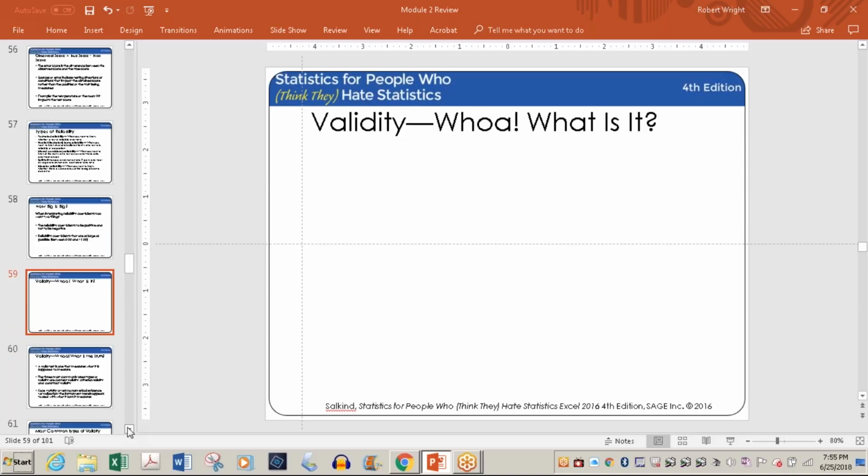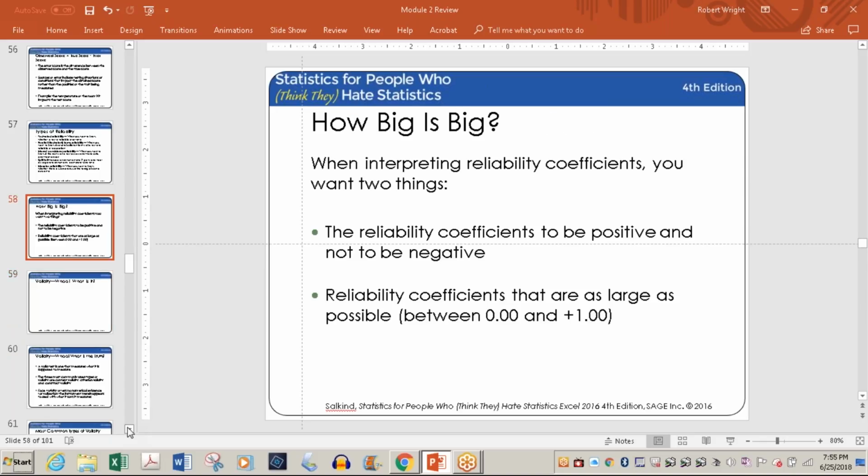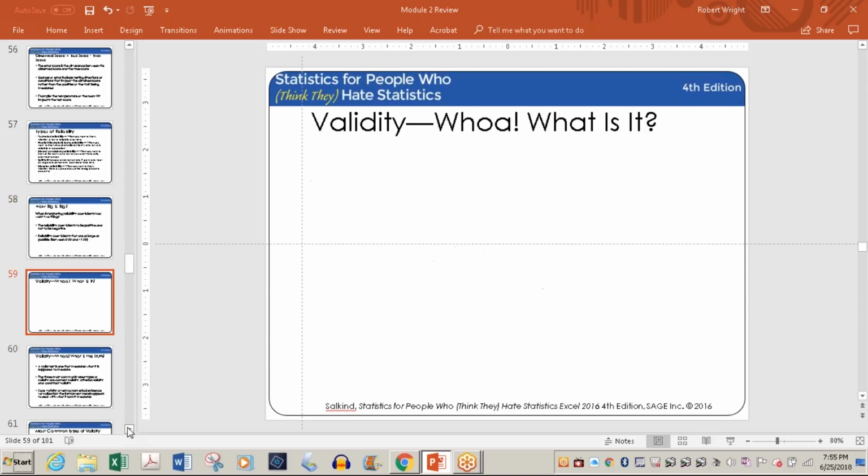So basically, the closer you get to 1, the more reliable you are. Does it have to be 1? No, it doesn't have to be 1. Depending on what you're studying, that reliability has different ranges, depending on what you're dealing with.